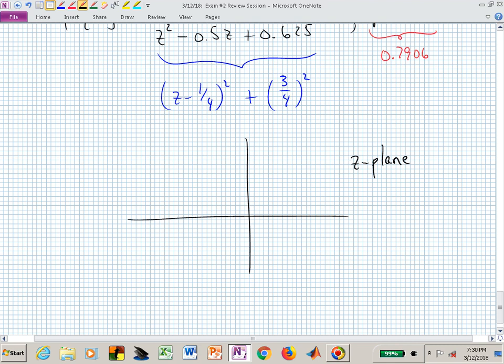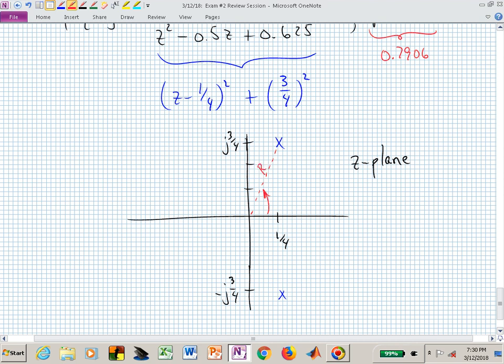Where's my real part of those complex poles? Can you see that, or is it immediately clear from this structure of the factored form? The real part's at 1/4. The imaginary part's at 3/4. I now have 1/4 plus j 3/4 for a pole, and the other pole is at 1/4 minus j 3/4. And if I wanted to, I could actually find this in terms of polar form.